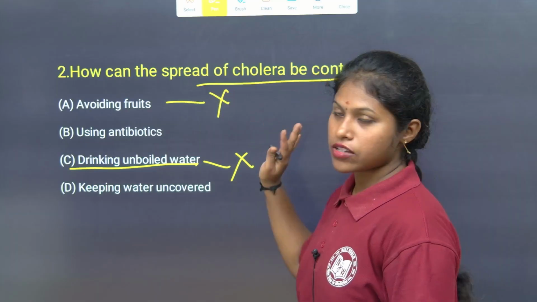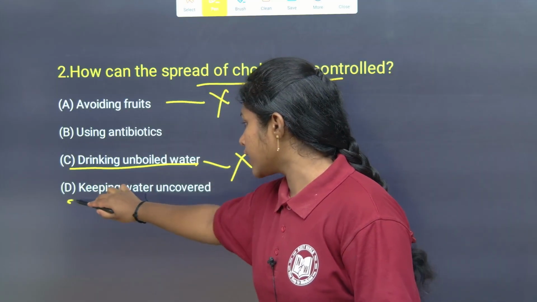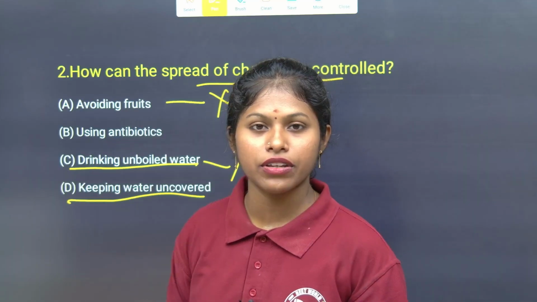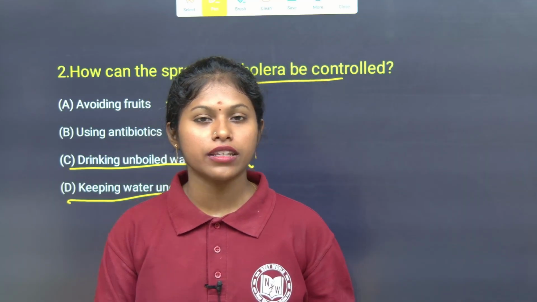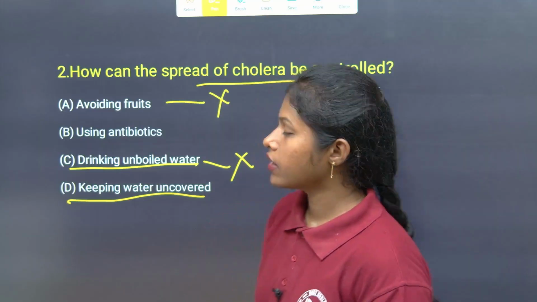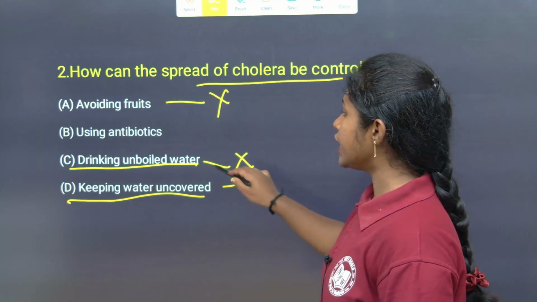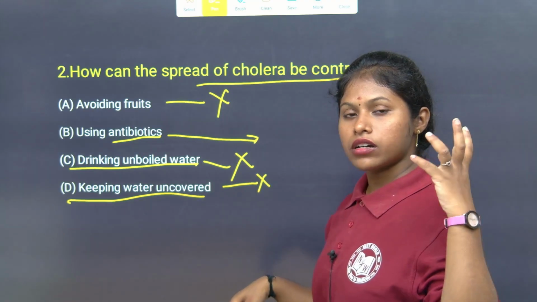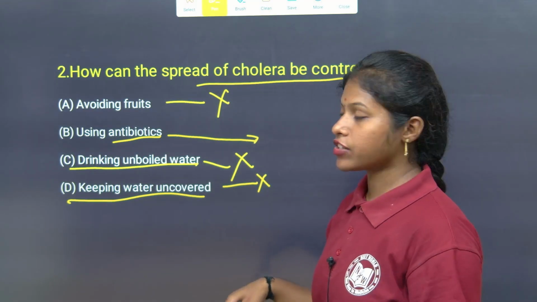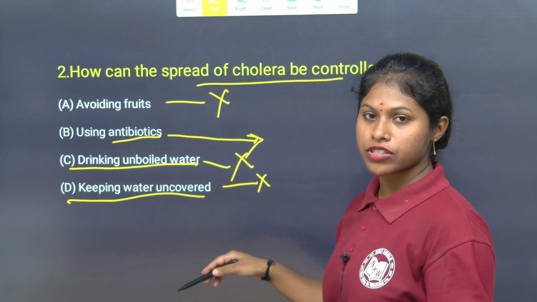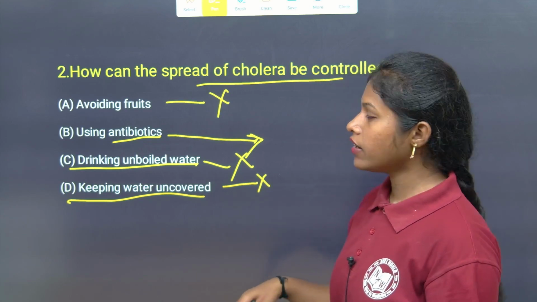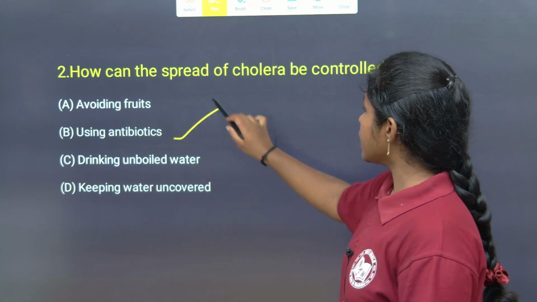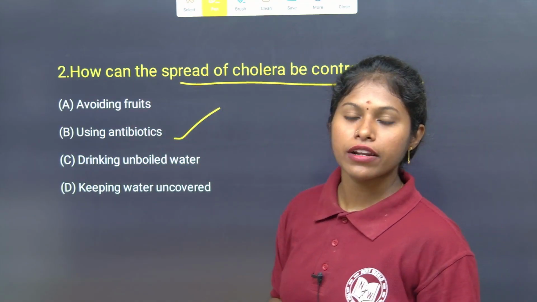Here is directly the wrong statement. Coming to keeping water uncovered: if you keep the water uncovered, children, there will be a growth of microorganisms. So here is also a wrong statement. By using antibiotics, which are mainly used to check bacterial infections, children, the spread of cholera can be controlled.